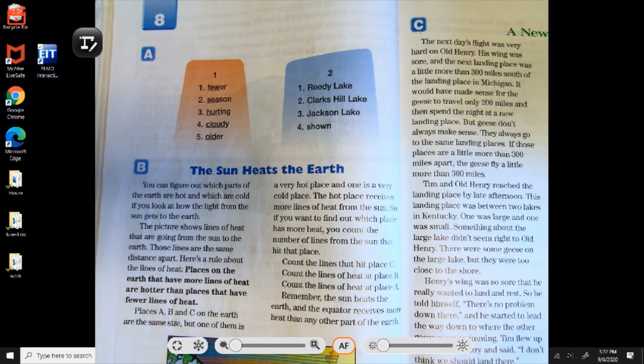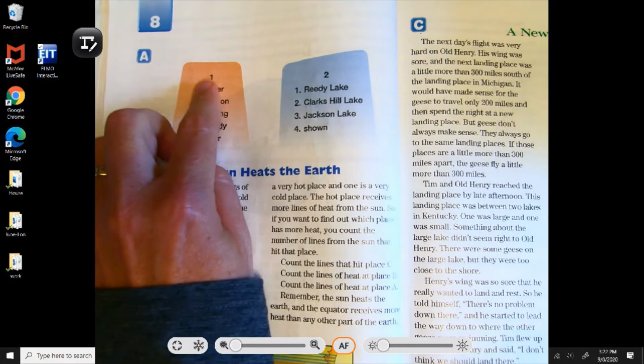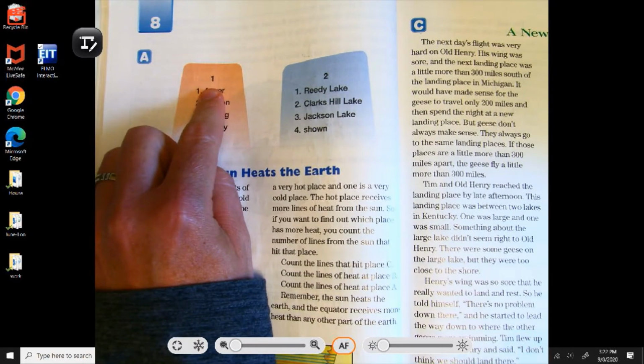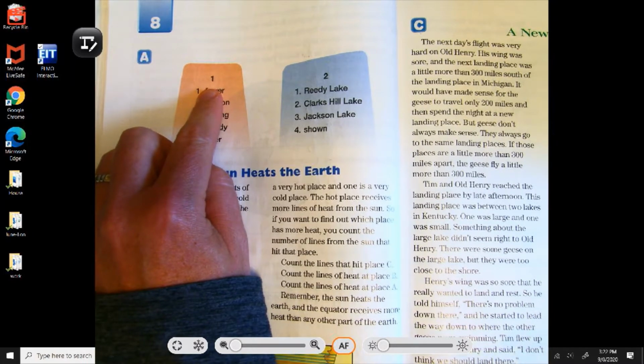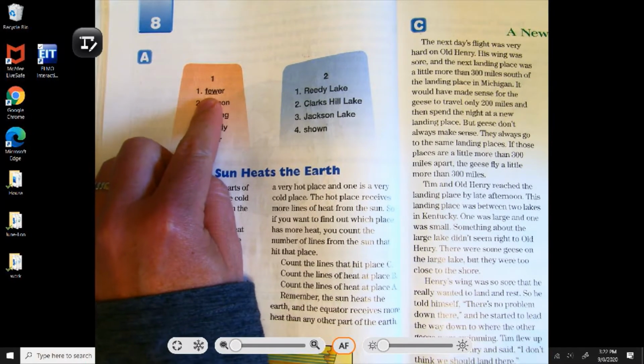All right, readers, we are working on lesson 8. Touching column 1. The words in column 1 have more than one syllable. The first syllable is underlined. Word 1. What's the first syllable? Few. What's the whole word?